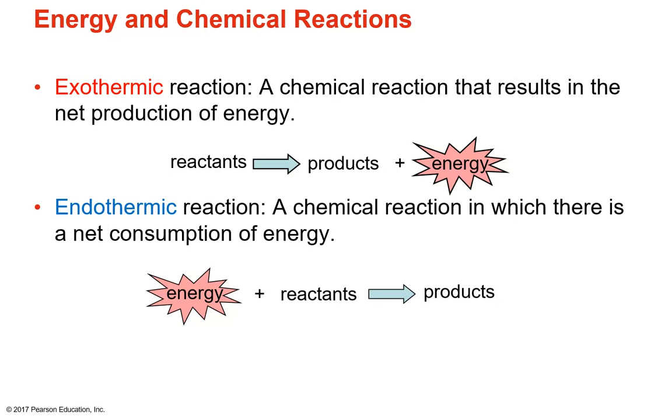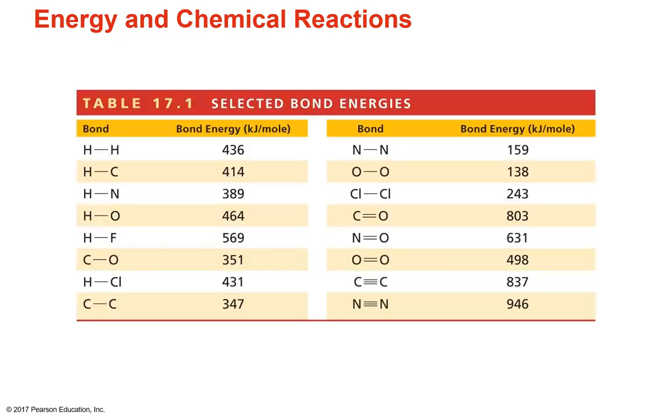Endothermic reactions aren't going to occur naturally. Those are going to be ones that we have to force some way to happen. Here is where it comes from. There's a certain energy associated with chemical bonds. The bigger this number, the stronger the bond is. So when you look at this table, what is the strongest bond in this table? The bigger the bond energy, the stronger the bond.